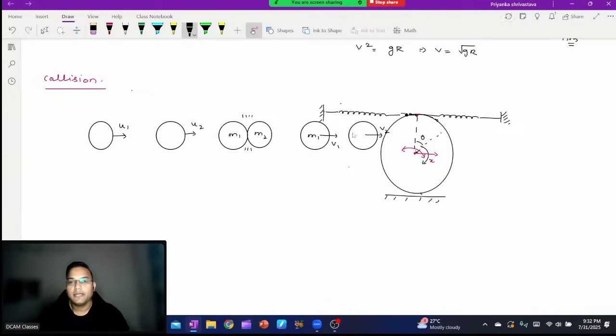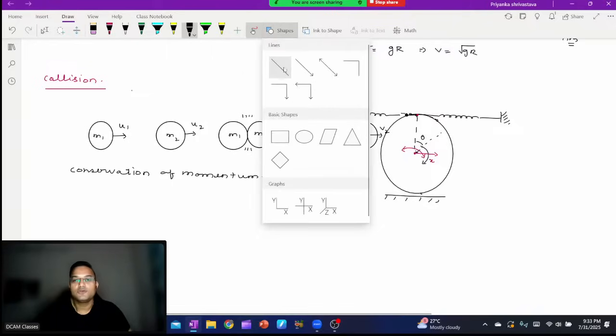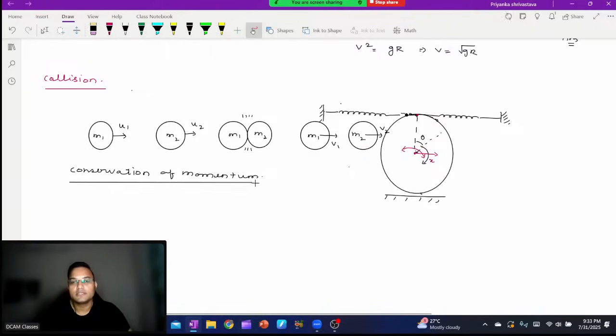Now see what is happening in the collision. There are two bodies of mass m1 and m2. They are colliding and they are moving again with velocity v1 and v2. We have already learned that in the cases of collisions we can do conservation of momentum. Everyone knows it. Why? Because the necessary condition for conservation of momentum is that there should not be any external force acting on this system.